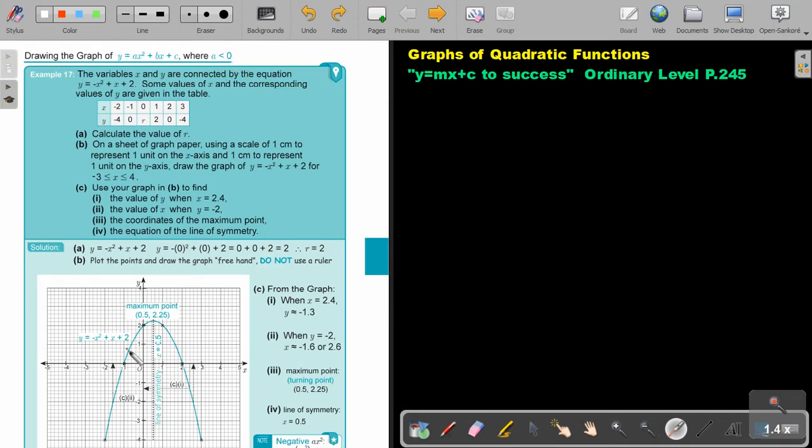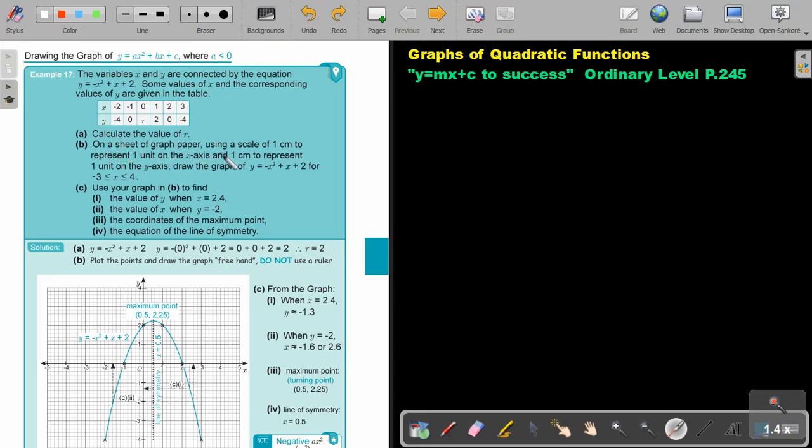Okay, can you still remember? We will now have a look. If you look at this example, the variables x and y are connected by the equation. Do you see the value of a is negative? Some values of x and the corresponding values of y are given in the table. Just one missing. Calculate the value of r. So again, I just do substitution, put 0 in, and the value of r is 2.